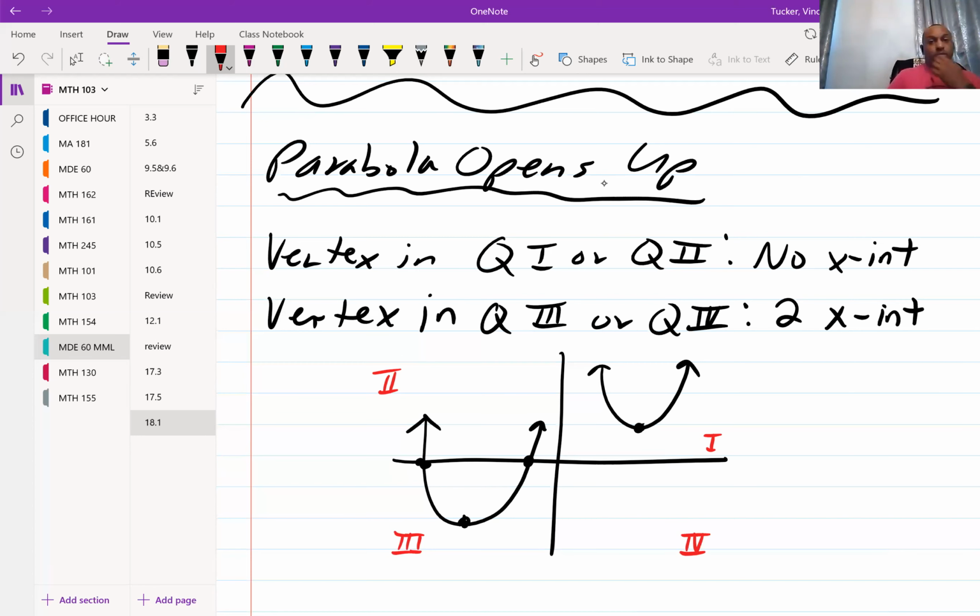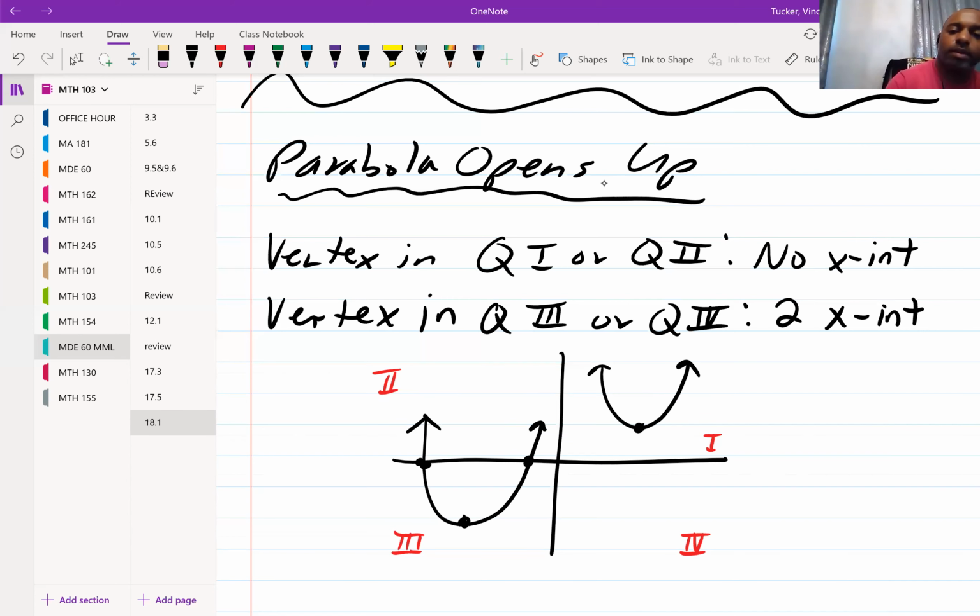All right, so for the first one, the parabola opens up. So if your vertex is in quadrant 1 or quadrant 2, then you're not going to have any x-intercepts. If your vertex is in quadrant 3 or quadrant 4, then you'll have 2 x-intercepts. And this is just an example, if it's in quadrant 1 or quadrant 2, the diagram right here.